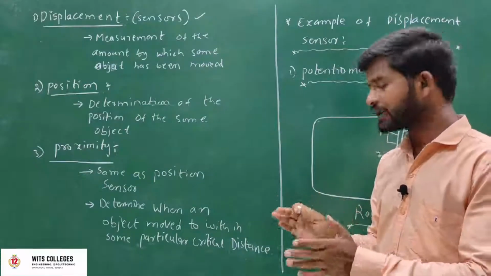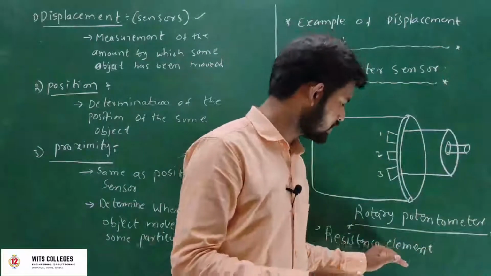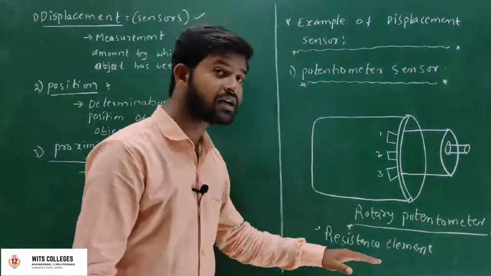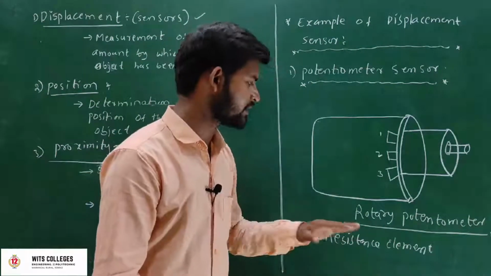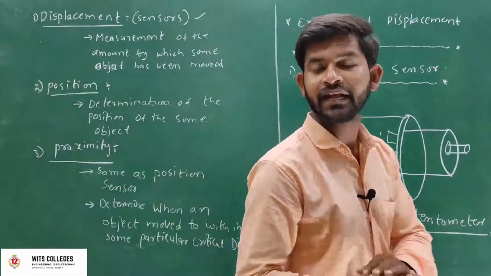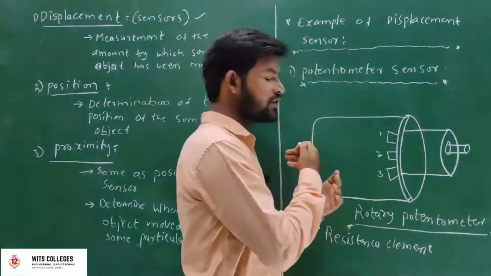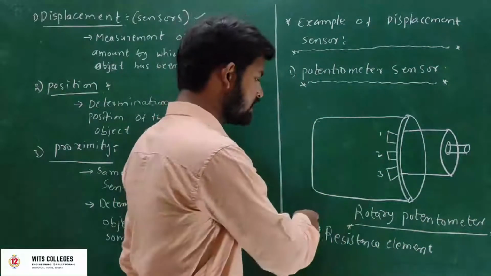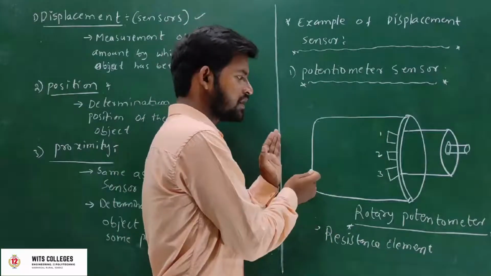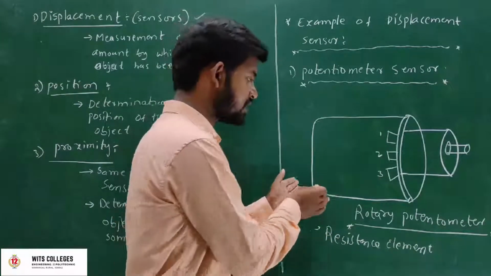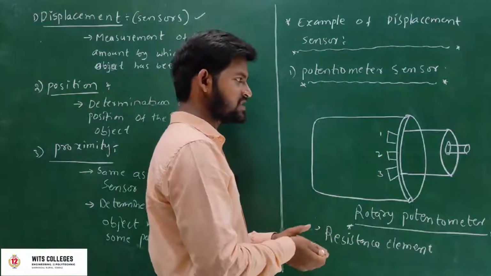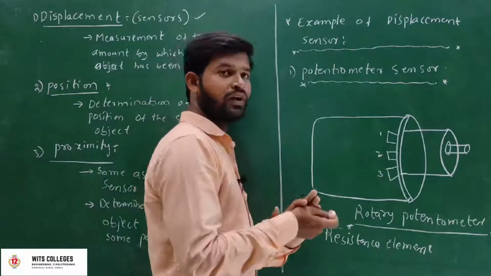Such a resistance element is used for linear or rotary displacement, and the displacement is converted into potential difference. In this one, the displacement that occurs will be totally converted into potential difference.